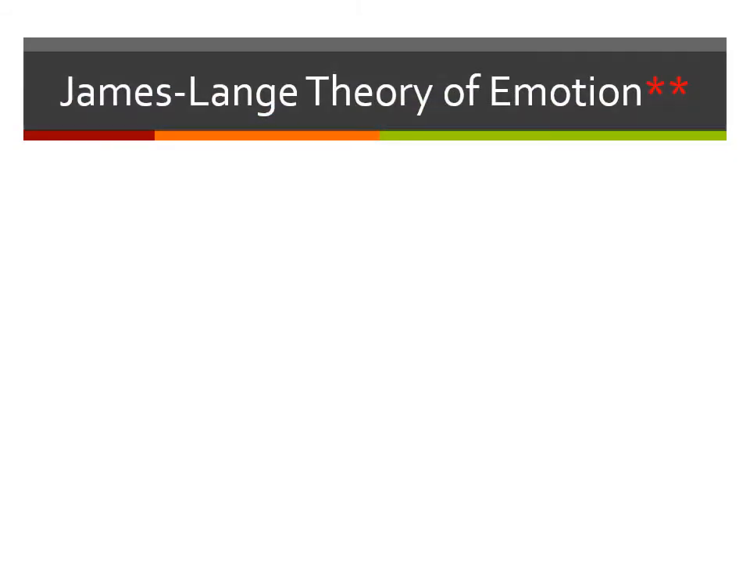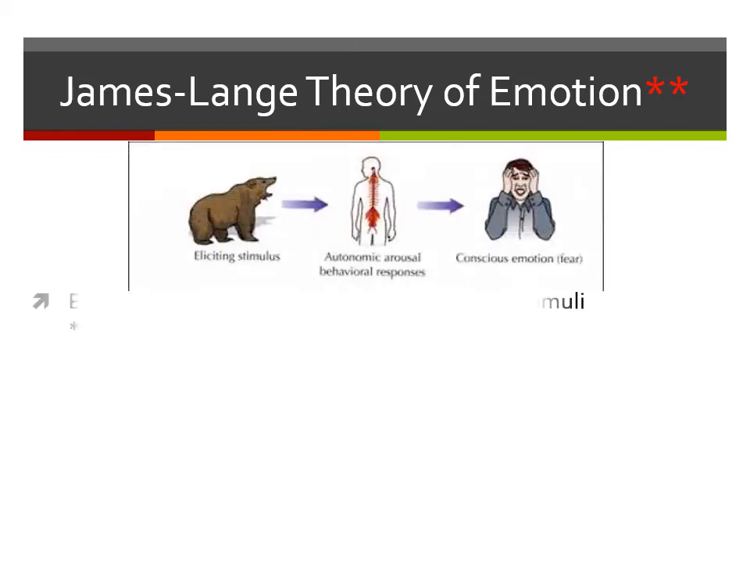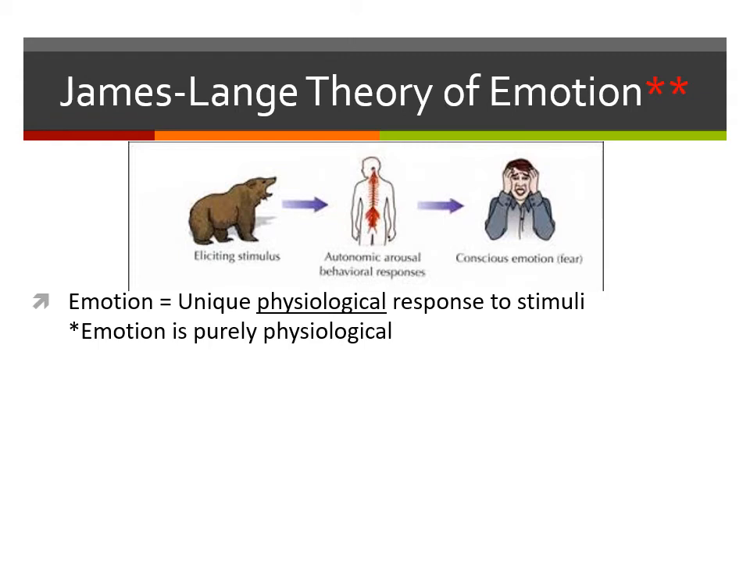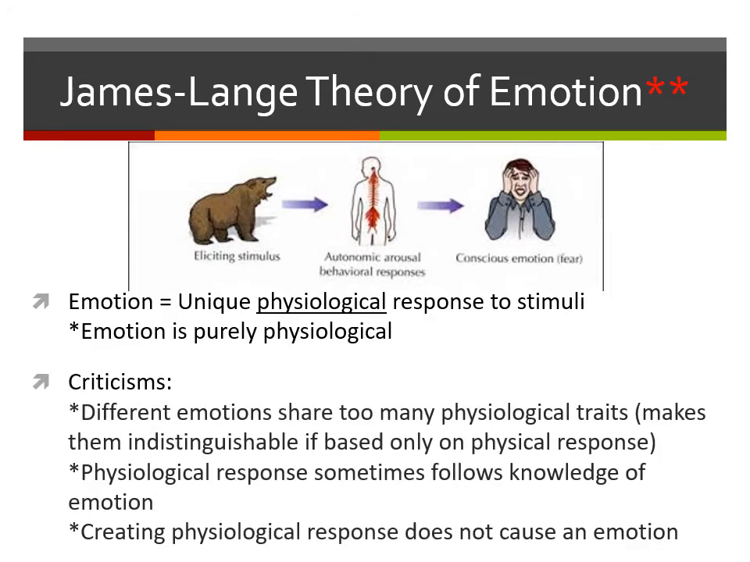All right, the James-Lange theory of emotion. This theory is that emotion is purely physical. What we see in body response is the actual emotion. Walter Cannon disagreed with this. So many emotions have the same responses. Anger and fear, for example, share characteristics in physical response. So if that's all it is, how can you distinguish between them?